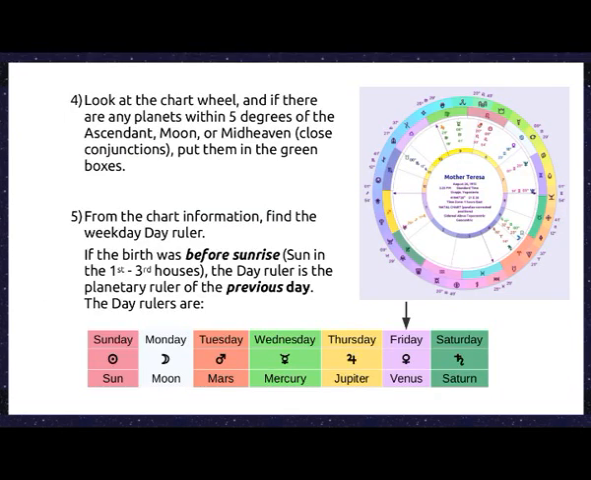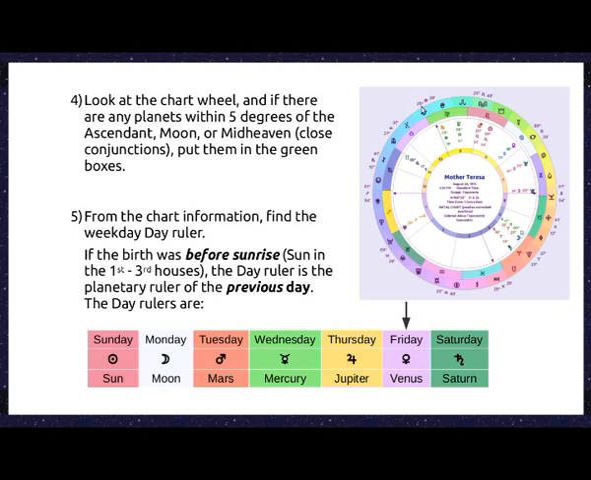The next thing we do is to look at the chart wheel and see if there are any planets within 5 degrees of the ascendant, the moon, or the midheaven. These need to be close conjunctions. This is Mother Teresa's chart, and we see that there are no planets near her ascendant. Next, we look at the midheaven, and we see that Jupiter is quite close to her midheaven.